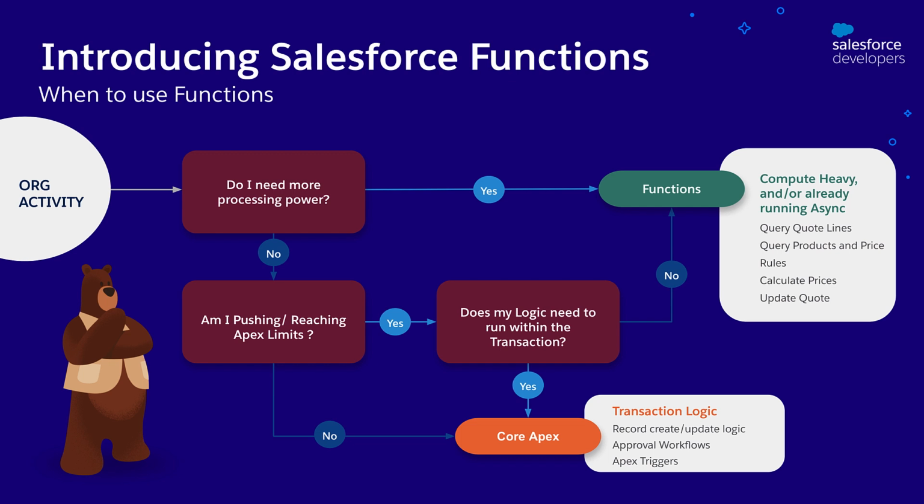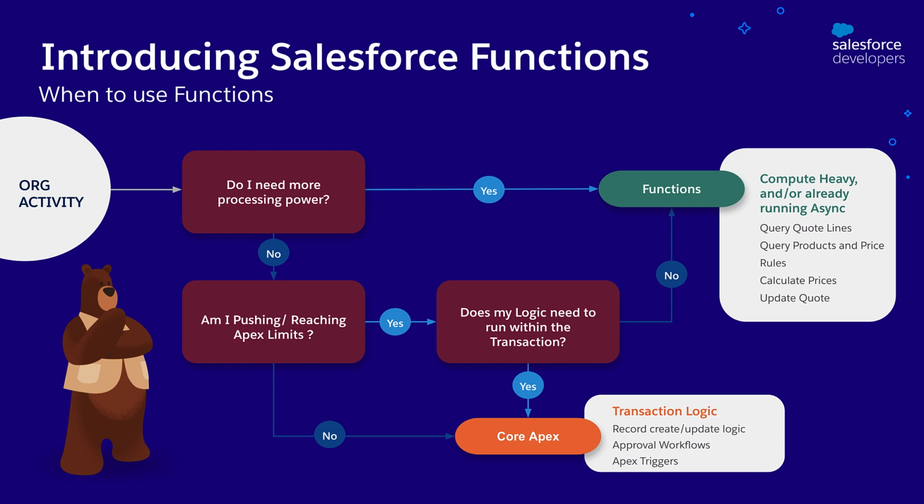When to use a function? So let's say that we have a certain org activity, and if we are doing an operation and we need more processing power, that means we are hitting the governor limits. In that case, we need a function. Since the idea to use functions is when we are going to have a compute heavy or an already asynchronous operation. So for example, this is going to be good for query quote lines, query products and price rules, calculate prices, update quotes, access external database, etc.